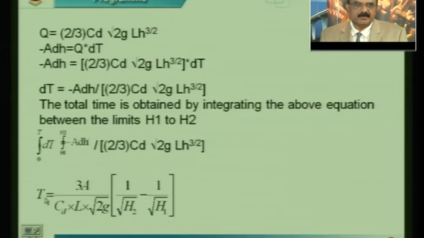If you integrate this and simplify, you are going to get an equation for this T, that is T is equal to 3 into A divided by CD into L into root of 2g, into 1 by root of h2 minus 1 by root of h1.